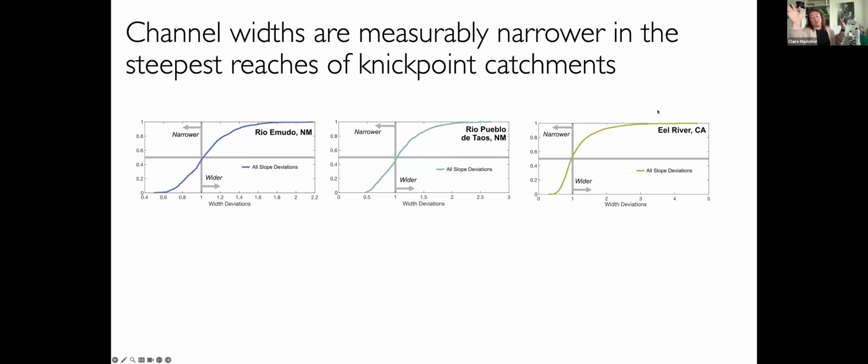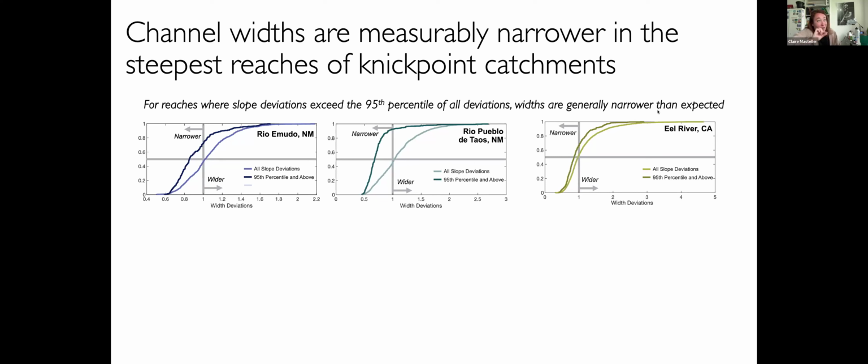When we look at all of this, like our entire data set, every slope deviation that we measure, all of our width deviations are centered around 1. Now, we're really interested in these steepest parts of the catchment. And so what we did is just extract areas where our slope deviations exceed the 95th percentile of all of our slope deviations. So these dark lines are the width deviations associated with any point on the channel where our slope deviates for our highest magnitude slope deviations, the steepest parts of our channel where we're steeper than we would expect.